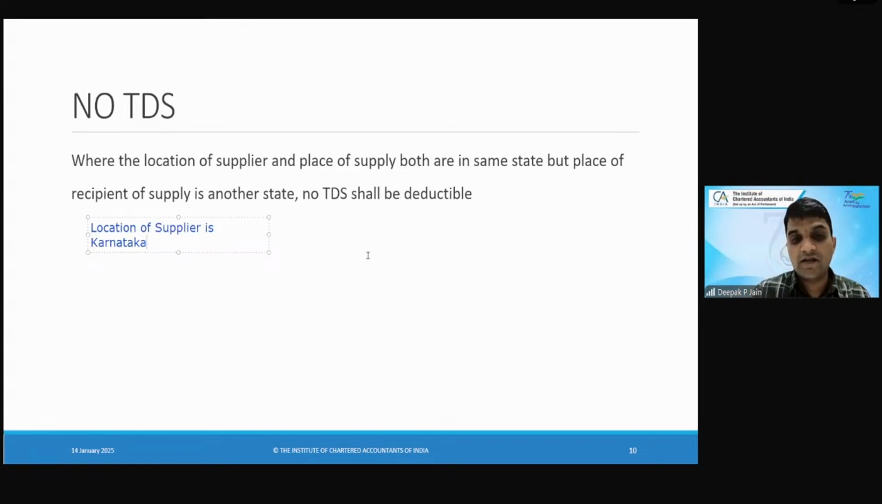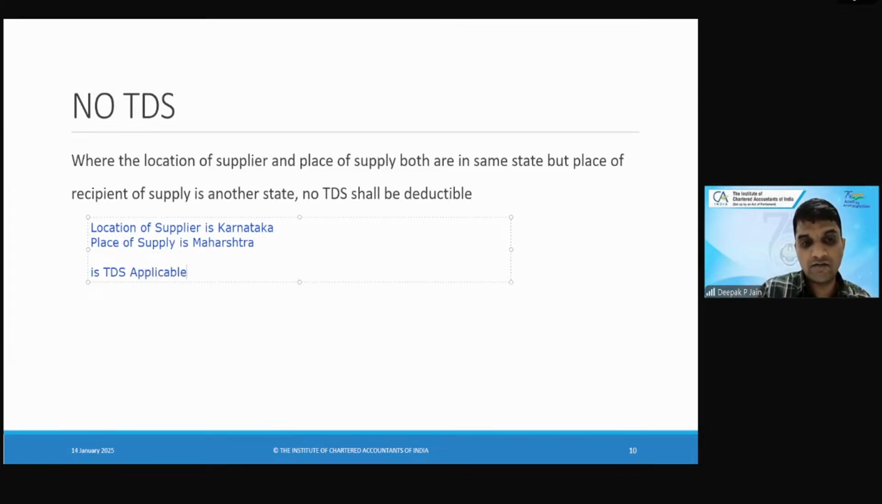Location of supplier is Karnataka. Place of supply is Maharashtra. Is TDS applicable or no? No, sir. Since it's interstate supply, TDS is not applicable. Not applicable, because, sir, place of supply and location of supply are different.